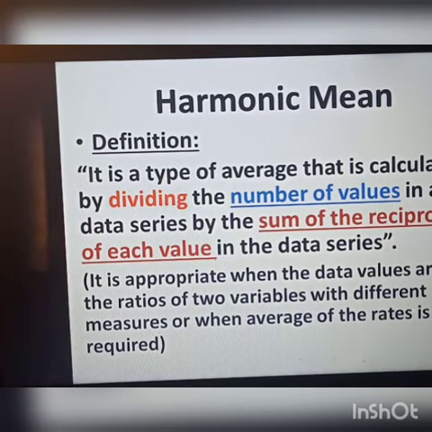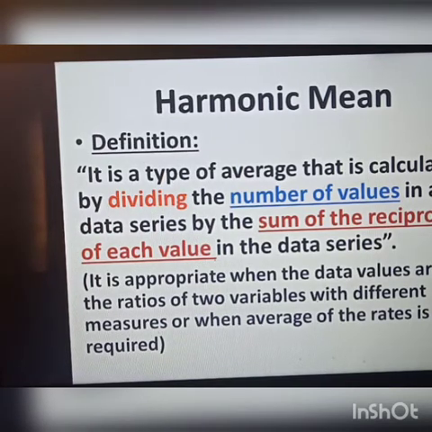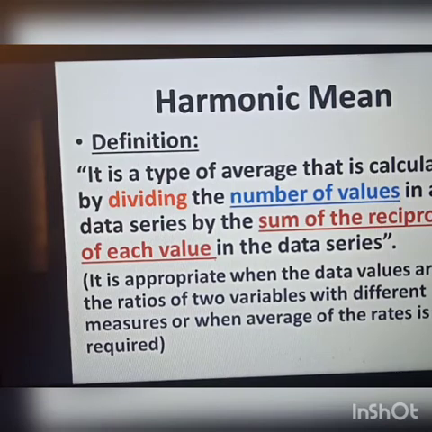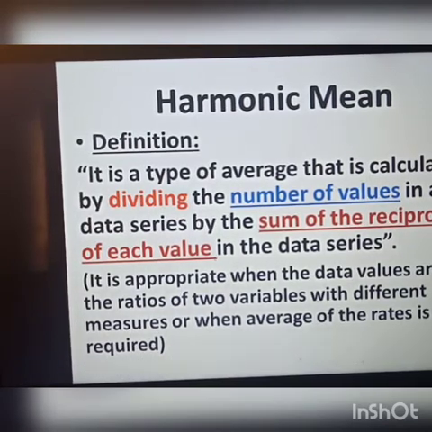But again, I will say in grade 10 level, they don't go into such details. They just ask you to calculate harmonic mean for that data, or geometric or arithmetic mean. So don't worry if you feel this concept a little difficult.